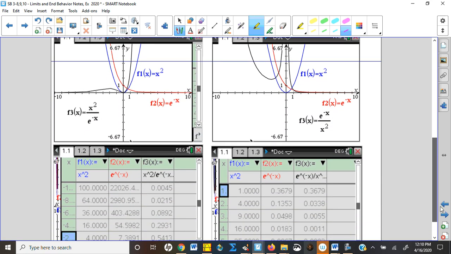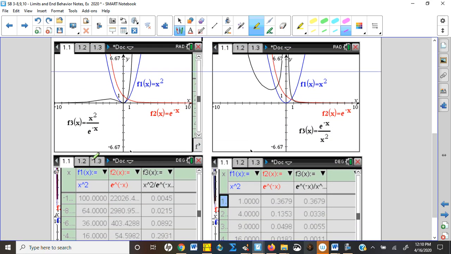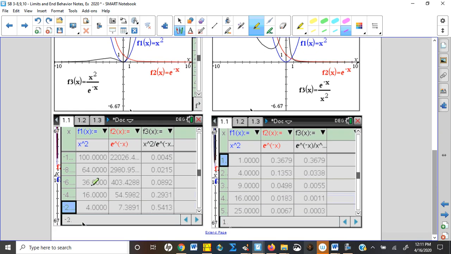Here's some graphs that I actually did on this one, where you can see the x squared and the e to the negative x, and you can see the e to the negative x with the tables, especially, being much more powerful, moving to the left direction. You can see these values way more powerful than x squared. 22,000, I think, is just a little bigger than 100, don't you?